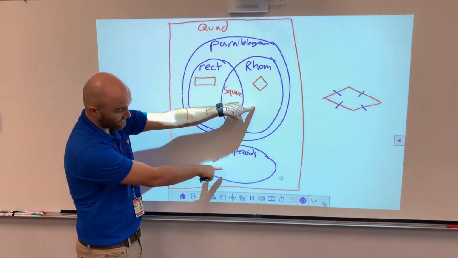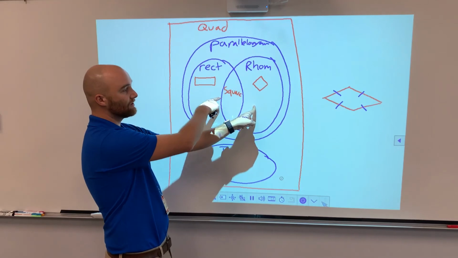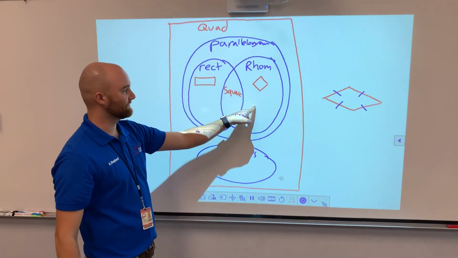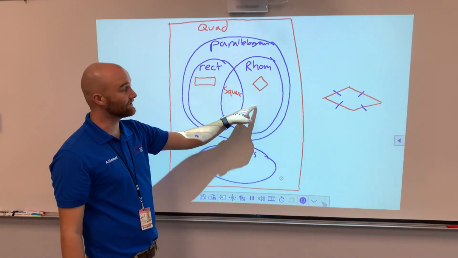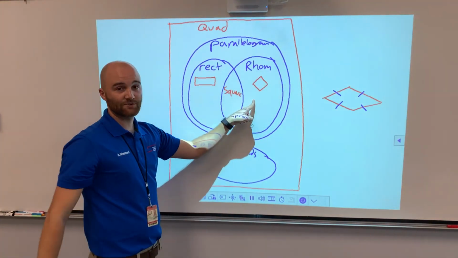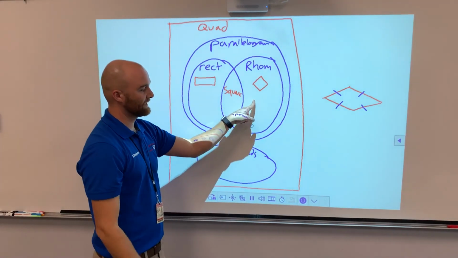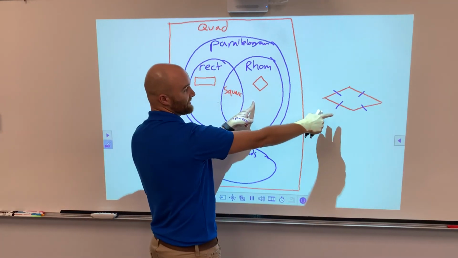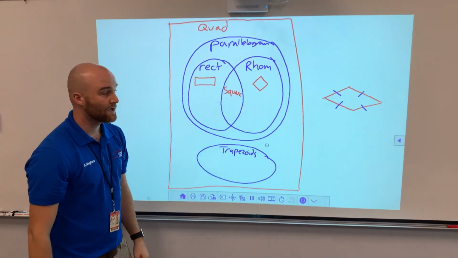Well, I can't call it a trapezoid because I'm not in the trapezoid circle. I can't call it a square because it doesn't have all of its angles the same. And if I can't call it a square, then I can't call it a rectangle because it's already in the rhombus circle. But it's still in the parallelogram circle. So this is a rhombus and it's a parallelogram. And I'm still in the quadrilaterals box. So this is a rhombus and a parallelogram and a quadrilateral. All right, I hope that helped.